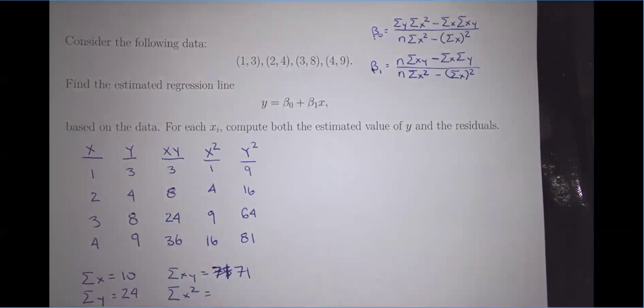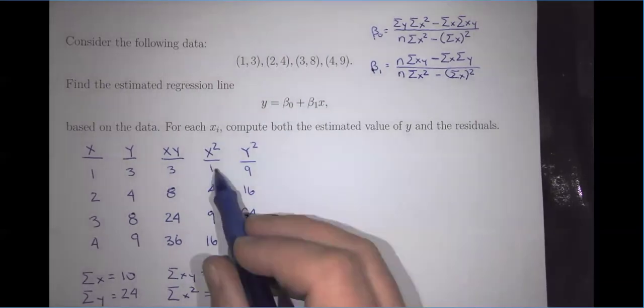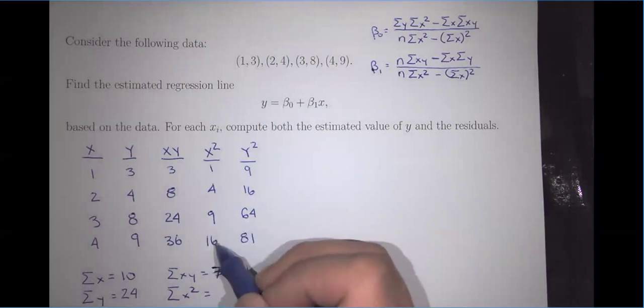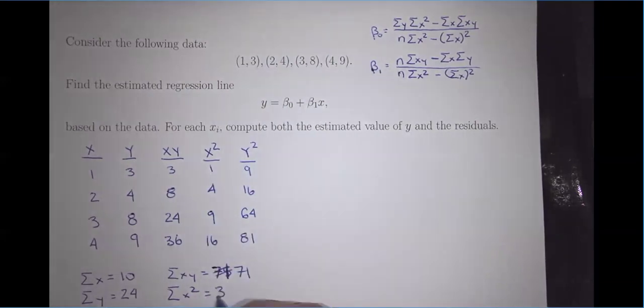Sum of the x squareds. So we've got 1 and 9 is 10, 4 and 16 is 20. So that's 30 in total.